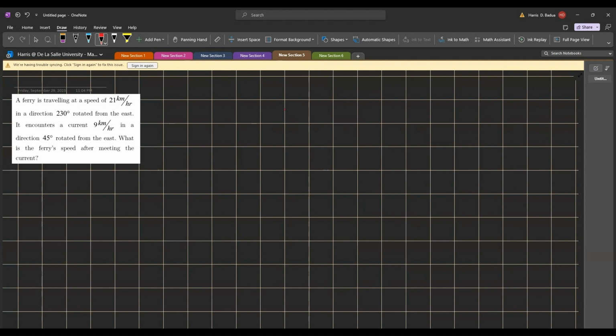First, it's good if we can represent it in a drawing. So let's draw an imaginary x-axis over here. The first one, let's say this is our middle. This is our y. So the first given, the ferry, traveled 230 degrees from the east, so from this one. So we rotate from here to here. We can draw a line here. This represents the traveling ferry, or vector A.